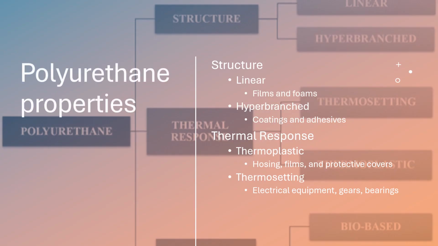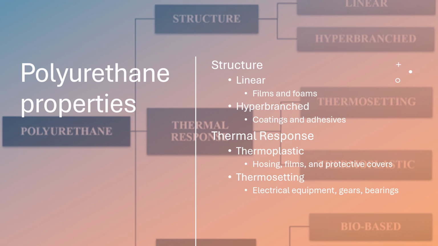So the properties of polyurethane: this molecule tends to be categorized, I'm sorry, into three different types. It can be done through structure, its thermal response, or its source material. We just covered the source material when we spoke about bio-based or petroleum-based versions of polyurethane. With regards to structure, this molecule can be linear or hyperbranched.